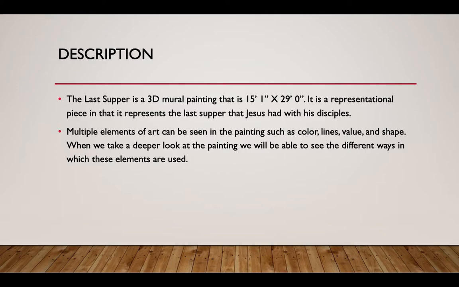The Last Supper is a mural painting that looks 3D but is 2D. It is a 15-foot 1 inch by 29-foot 0 inch mural found in Milan, Italy. It is painted on a stone wall and is a representational piece made to represent Jesus' Last Supper with his disciples. In the painting, multiple elements of art can be seen, such as color, lines, value, and shape. When we take a deeper look at the painting, I will show the different areas where these elements are shown.